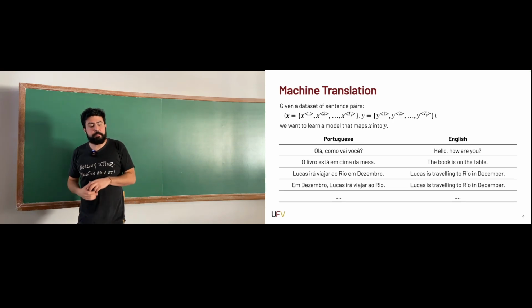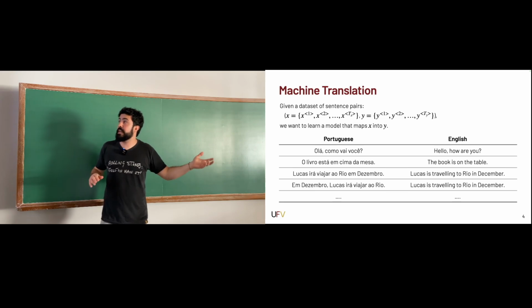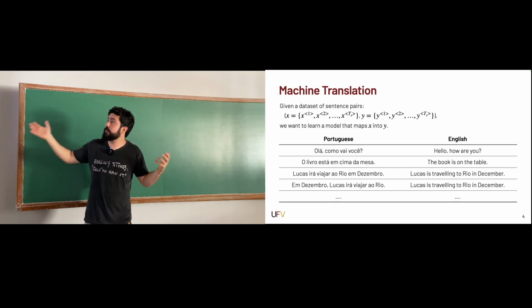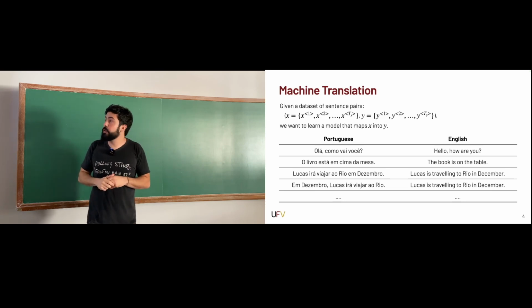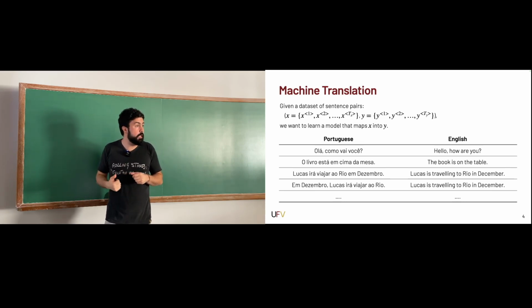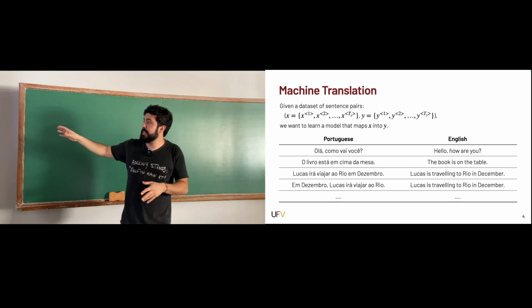So we are still in the same problem. It's machine translation. Input sequence X of size Tx, output sequence Y of size Ty, so they can have different sizes. And we want to learn a model that maps X into Y. Okay. So here is the same data set we had before.